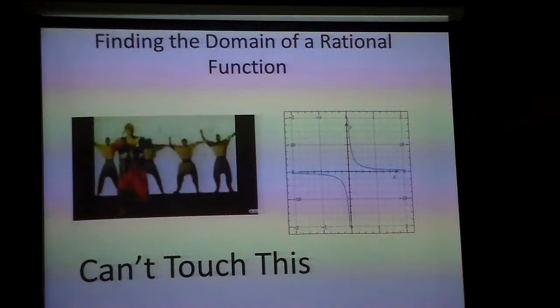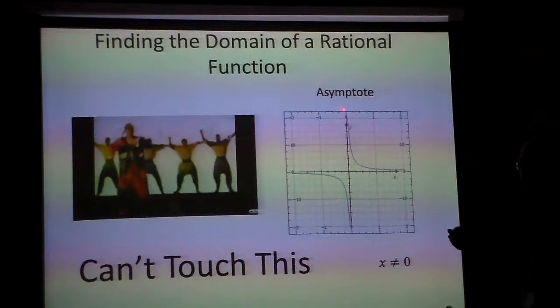So basically, on that graph of 1 over x, x cannot be 0 because at 0 you cannot divide by x. So in that form, we call this red line here the asymptote because you will never touch this.